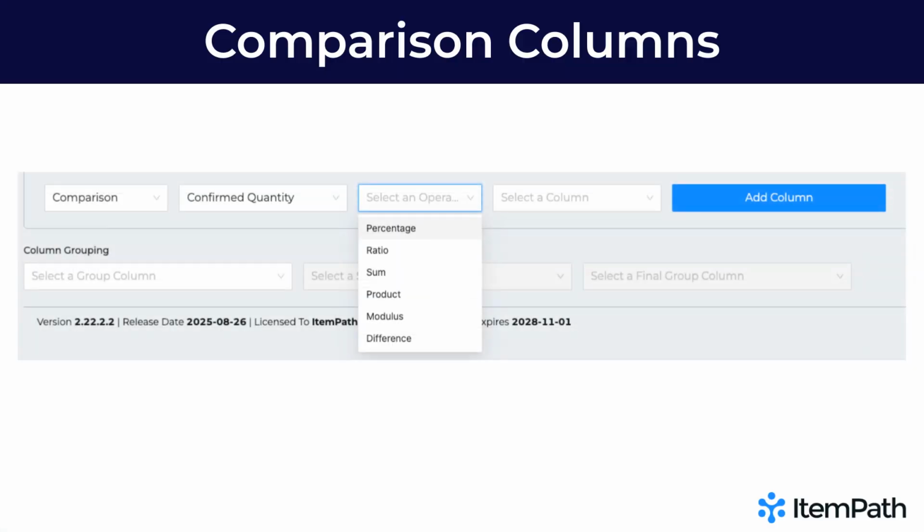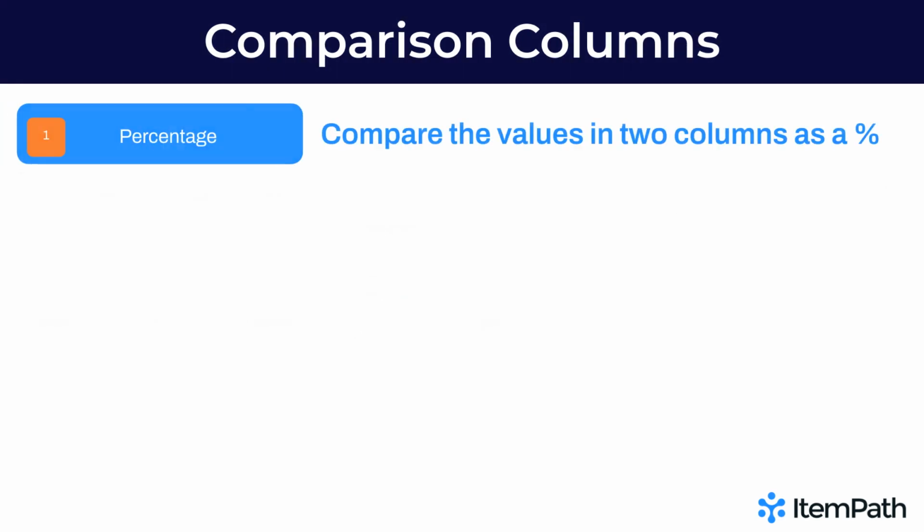If you are working with numbers like quantities or prices, you'll see a list of 6 mathematical operators. Here's what they do. Percentage shows the ratio of the first column to the second as a percentage. This is great for seeing what percentage of orders were fulfilled on time.